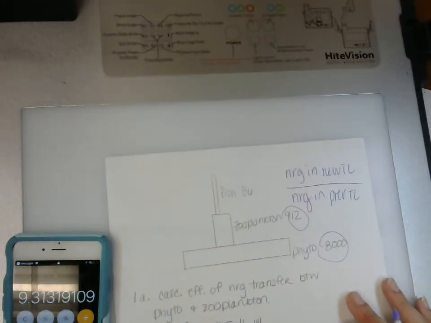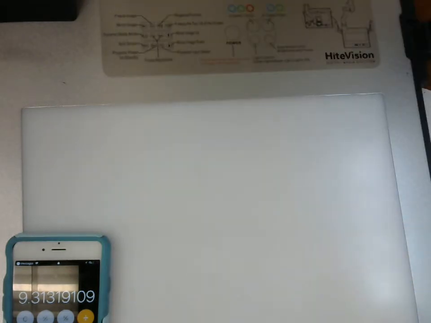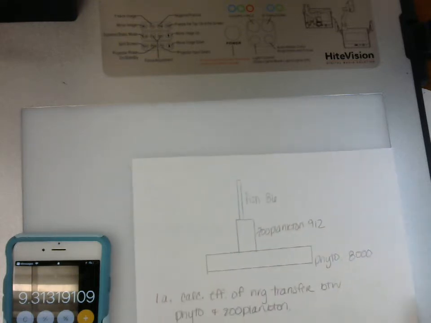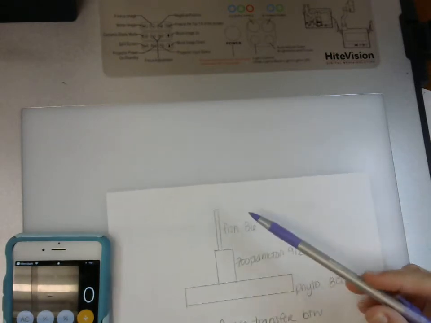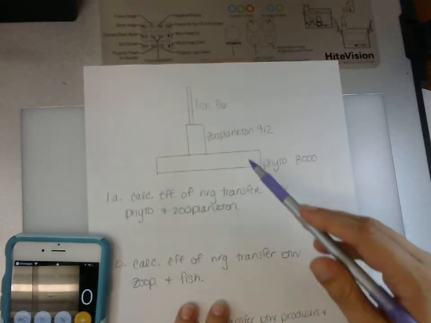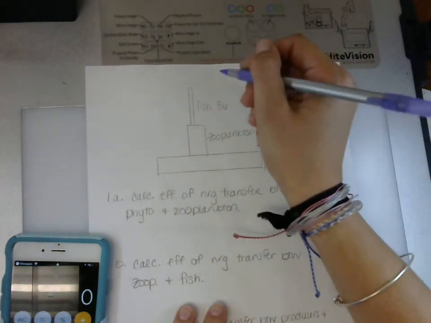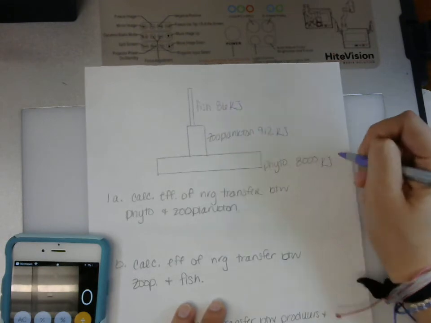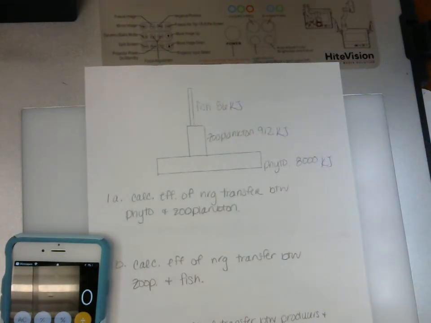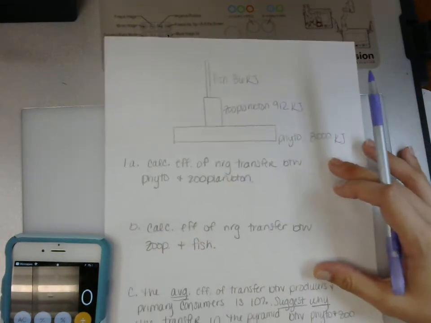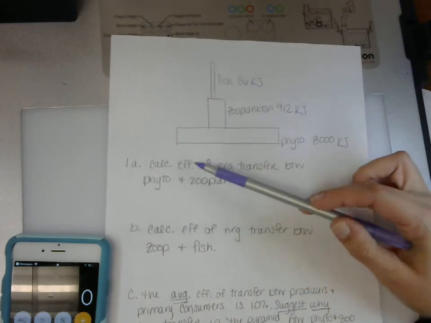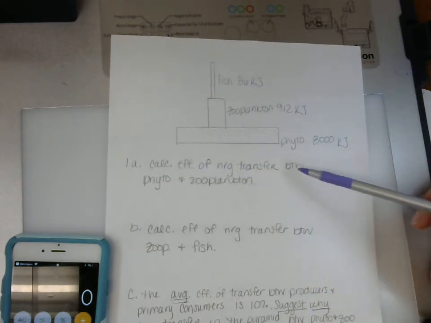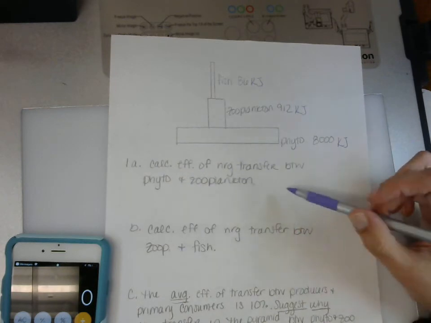On the back, this is going to be what your test is going to be like. Let me get one that I didn't write on. All right. So there are no units on this one right here. Kilojoules. So this could be a pyramid of biomass or a pyramid of energy. We're going to know it's a pyramid of energy because it says calculate the efficiency of energy transfer between phytoplankton and zooplankton.